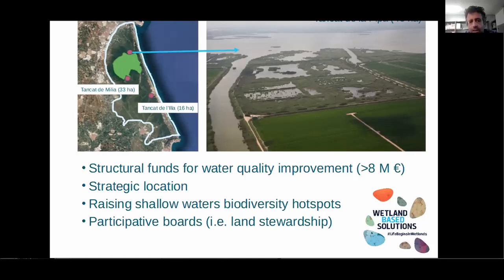Also, in these 3 constructed wetlands, there are participative boards. The River Basin Authority is implicated, the entity who built and who drives the restoration activities. Also NGOs through land stewardship initiatives, research entities, the regional government, the local municipality, and local communities. As my colleagues said before, this is a very important point for restoration.